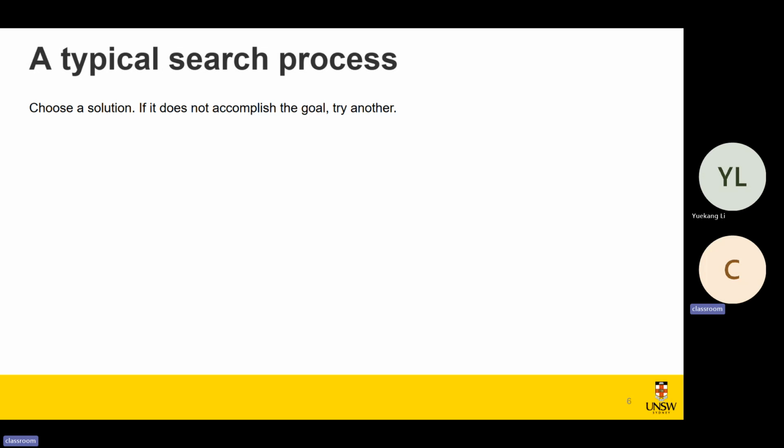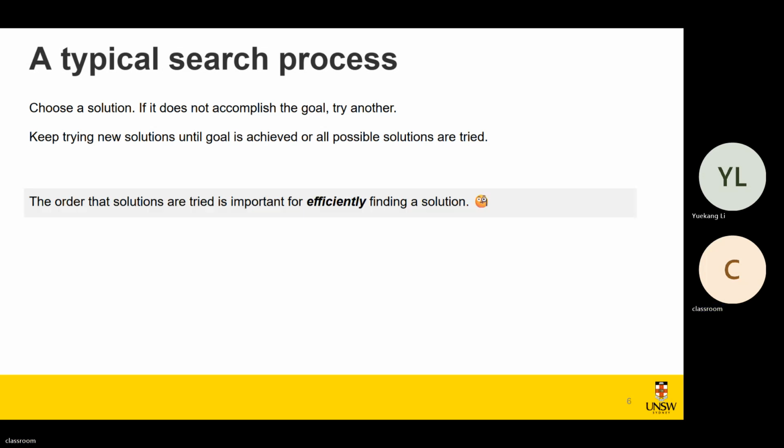So we just randomly choose, or we use some strategies to choose a solution. And if this solution is not satisfactory, then we just try another solution. We keep on trying these new solutions until we achieve our goal or we have tried out all the possible solutions. So as you can see here, we are choosing solutions one by one and trying to check whether they could help us to achieve the goal.